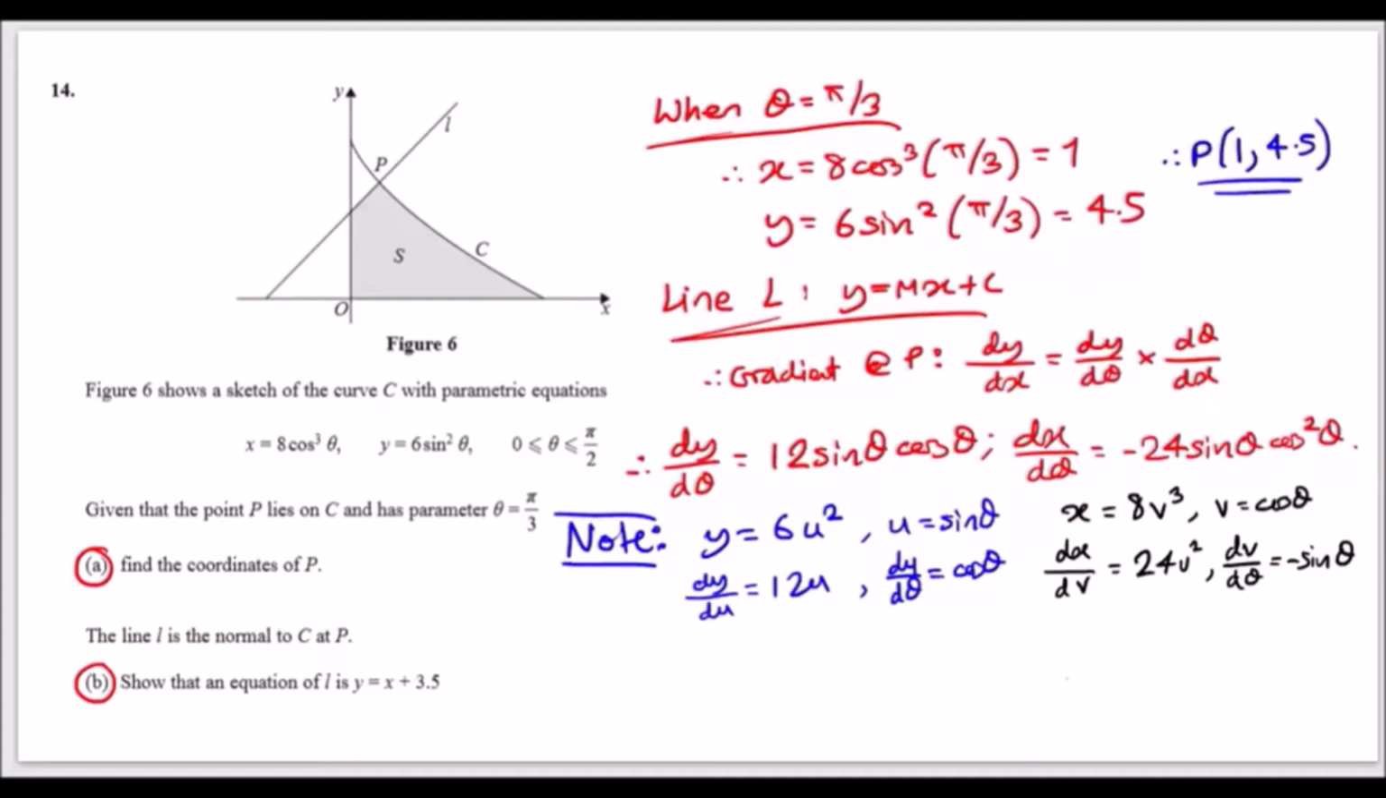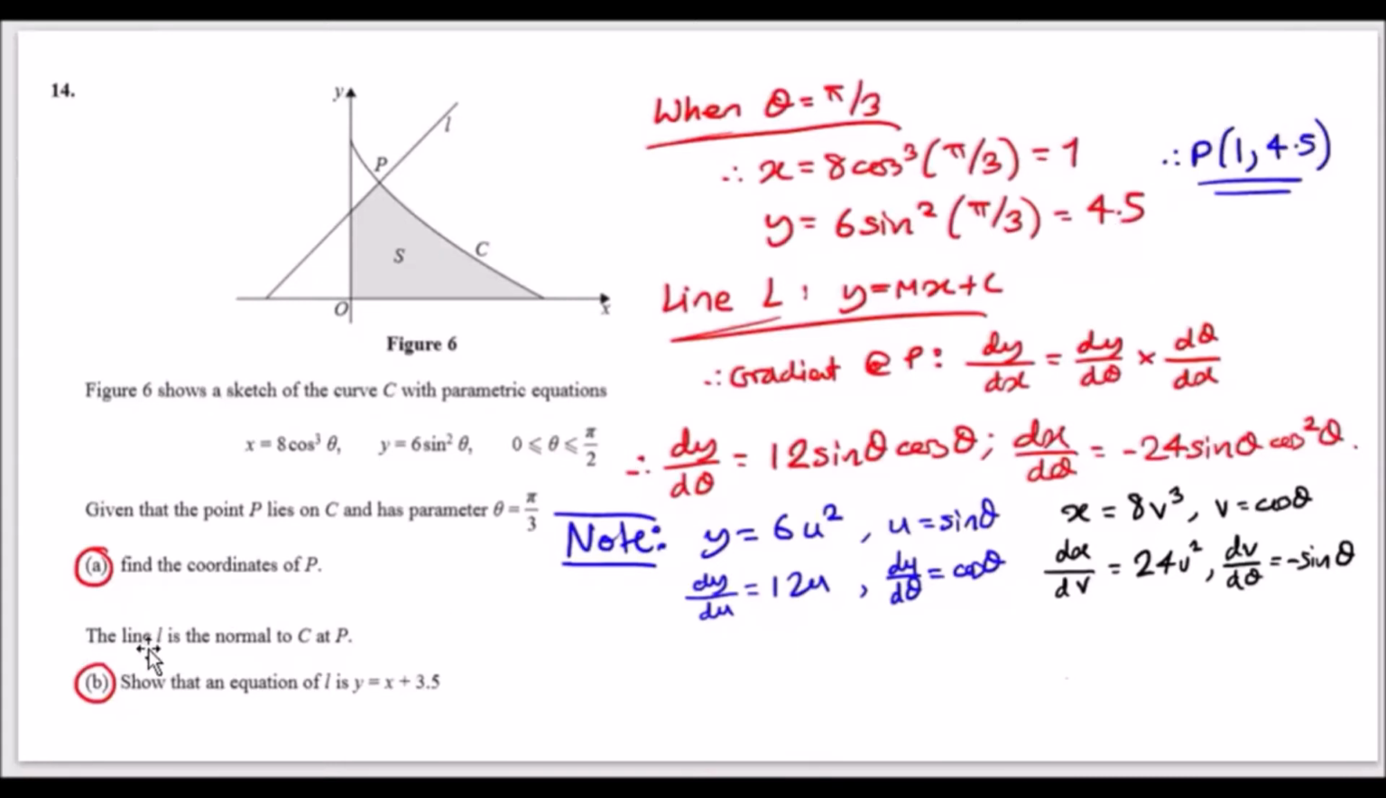So, guys, let's have a look at what we've got here. Figure 6 shows a sketch of the curve C with parametric equations here. Given that the point P lies on C, which is the intersection between the line and the curve, and has a parameter of theta equals pi over 3, literally sub that in and find the coordinates of P. This is actually easy. Since we know the parameter, plug in pi over 3 into x and y, and you get the coordinates 1 and 4.5. And that's it, P is done.